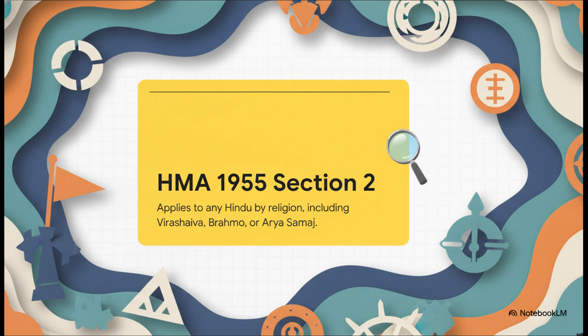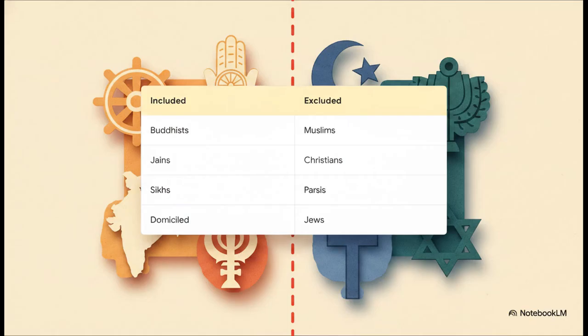Under Section 2 of the Hindu Marriage Act of 1955, the law applies to any person who is a Hindu by religion in any of its forms or developments. This explicitly includes groups like the Veerashaiva, the Lingayat, and followers of the Brahmo, Prarthana, or Arya Samaj movements. Now, what's really fascinating here is that the law defines a Hindu not just by what it is, but largely by what it is not. The legislation explicitly brings Buddhists, Jains, and Sikhs under the umbrella of Hindu personal law. Furthermore, it acts as this giant catch-all for anyone domiciled in India who isn't explicitly excluded.